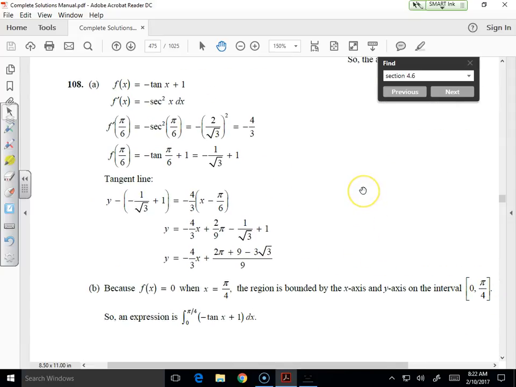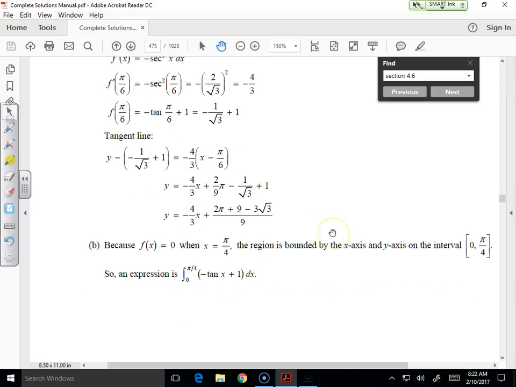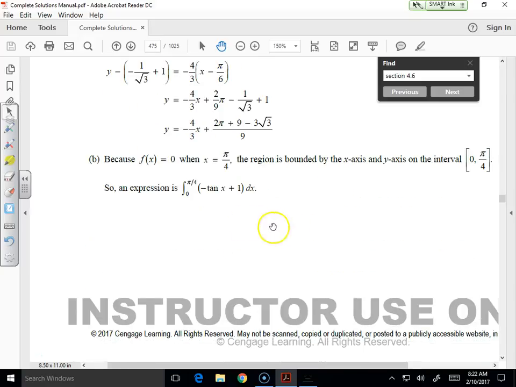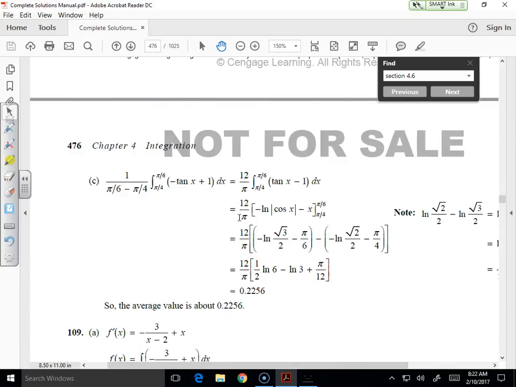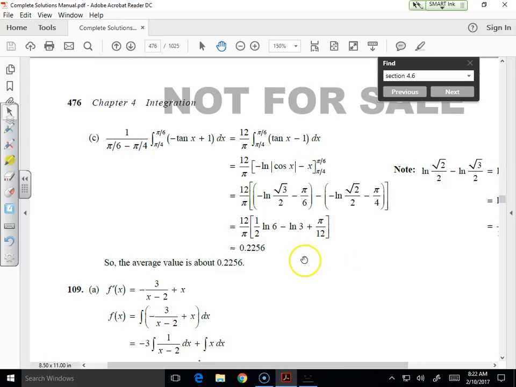You had to go back to review stuff for 108. You had to do y minus y1 equals m times x minus x1. You can't find m without a derivative, and you can't find y1 without plugging and chugging. Letter B: you set up the integral. Sorry, B is just writing the integral. Sweet. C is solving for the average value.